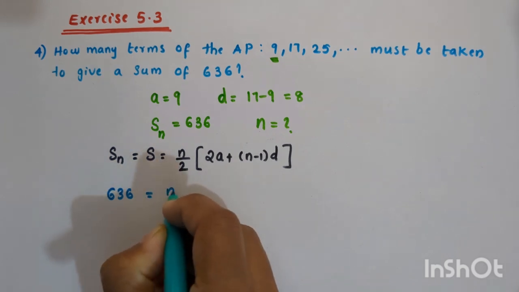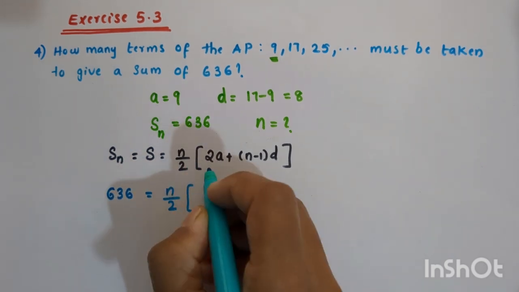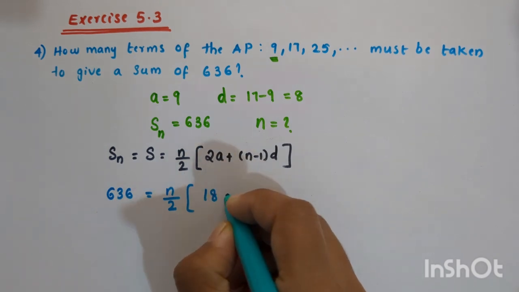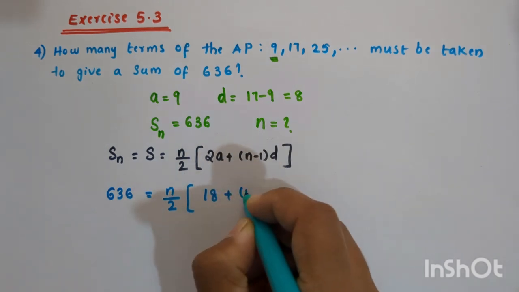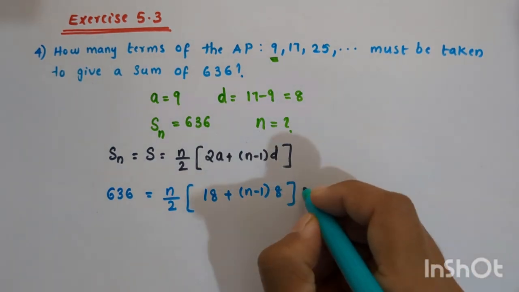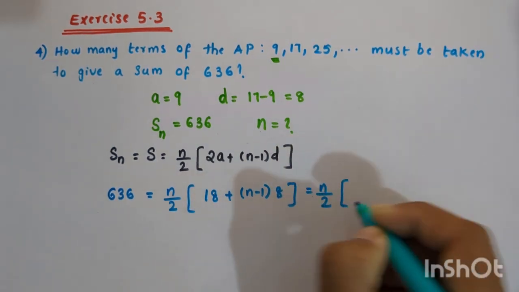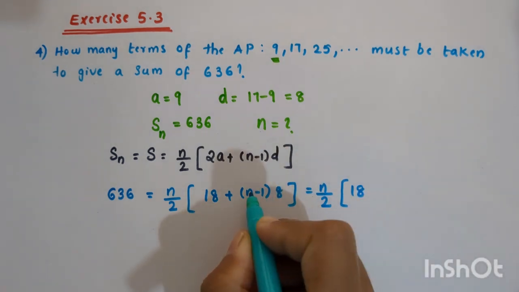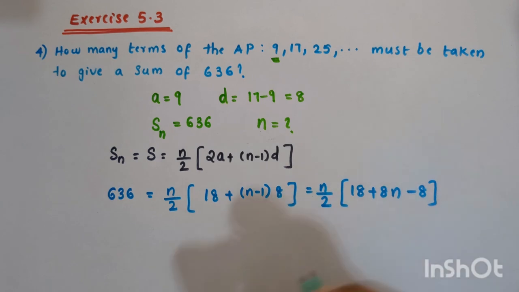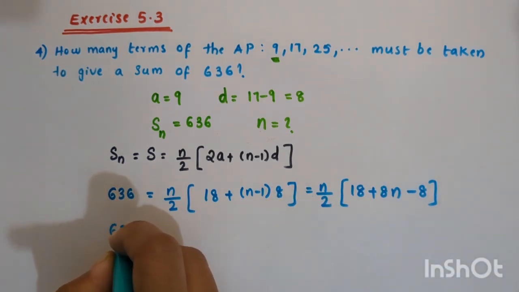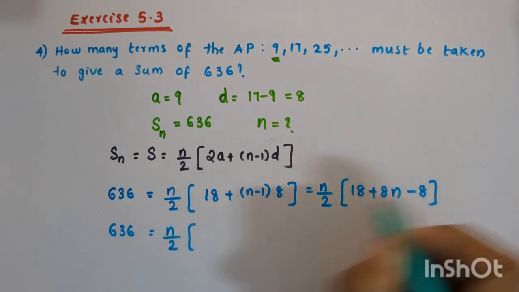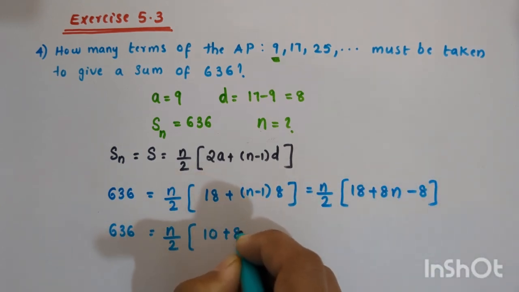So this is equal to n by 2 into 2a. a is 9, so 2 into 9, 18, plus n minus 1 into d. d is 8. So this becomes n by 2 into 18, and when I open the bracket, 8 into n, 8n, minus 1 into 8, minus 8. So we can write 636 equals n by 2 into 18 minus 8, 10, plus 8n.